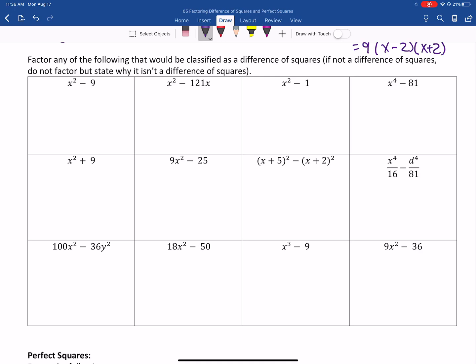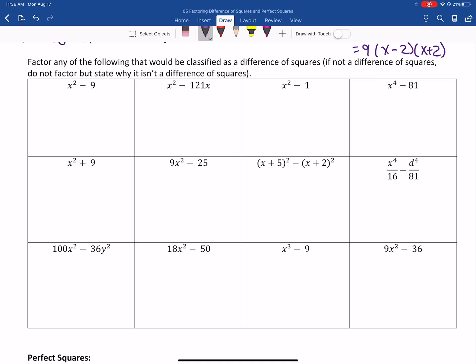Okay, so is this a perfect square? Well, let's check. Just going to remind ourselves that this is what we're looking for: the a squared minus the b squared. Is it something squared? Yes, x is squared. Is it a subtraction? Yes. Is it another number squared? Yes, 9 is 3 squared. That means I can factor it. I take the square root of x squared, which is x, and the square root of 9, which is 3. One is positive and one is negative, and we are done.